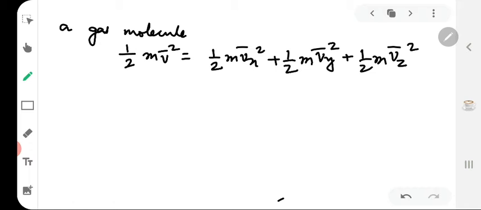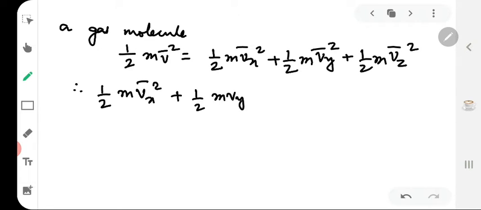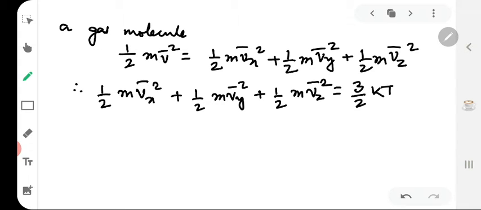So now we may write from the previous case, half m v bar x square plus half m v bar y square plus half m v bar z square to be equal to 3 by 2 kT.